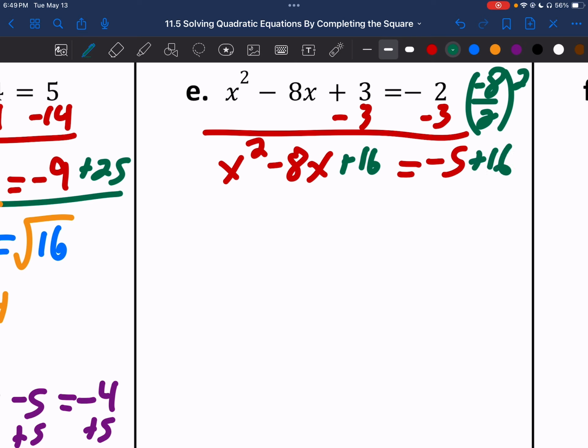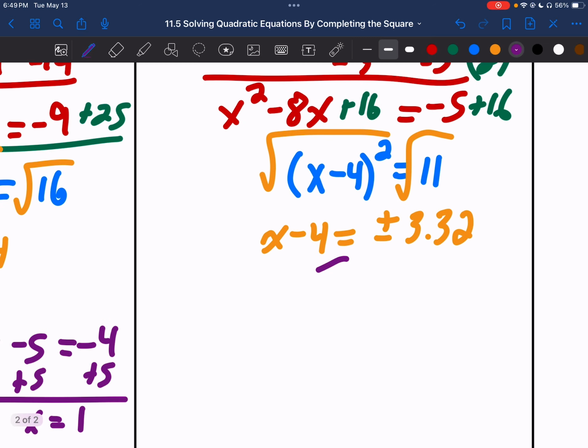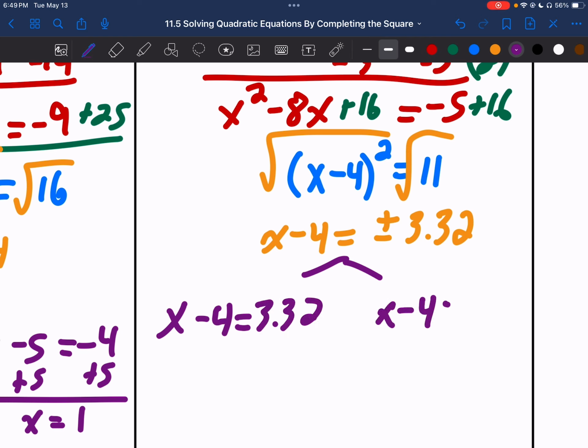And then we go ahead and factor. We've got x minus 4, the quantity squared, is equal to 11. We're going to get an irrational root here, so we take the square root of both sides. We get x minus 4 is equal to plus or minus, and we're going to approximate it as 3.32. And we then split into our 2 equations. X minus 4 equals 3.32. X minus 4 equals negative 3.32.